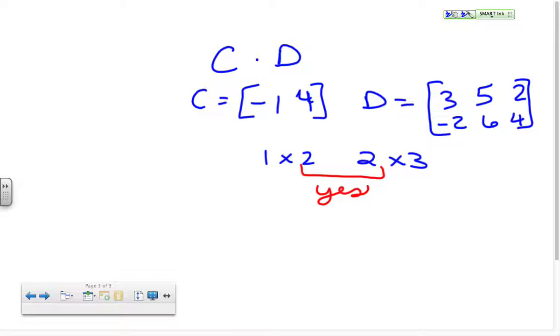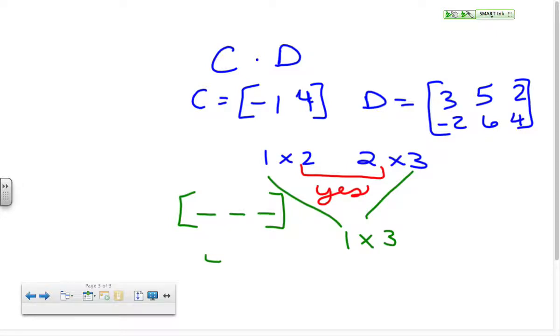So let's shift into actually multiplying matrices together. What's really interesting about this is that our middle numbers tell us can we do it or not. Our outside numbers are going to tell us the dimensions of the new matrix that we create. If we were to multiply C and D together, we would have a matrix with 1 row and 3 columns. So you would have a 1 by 3 matrix.